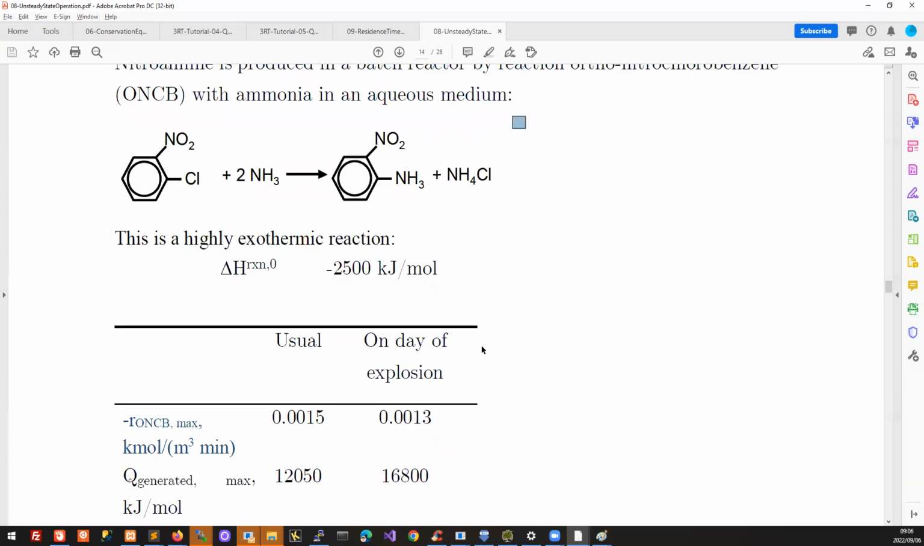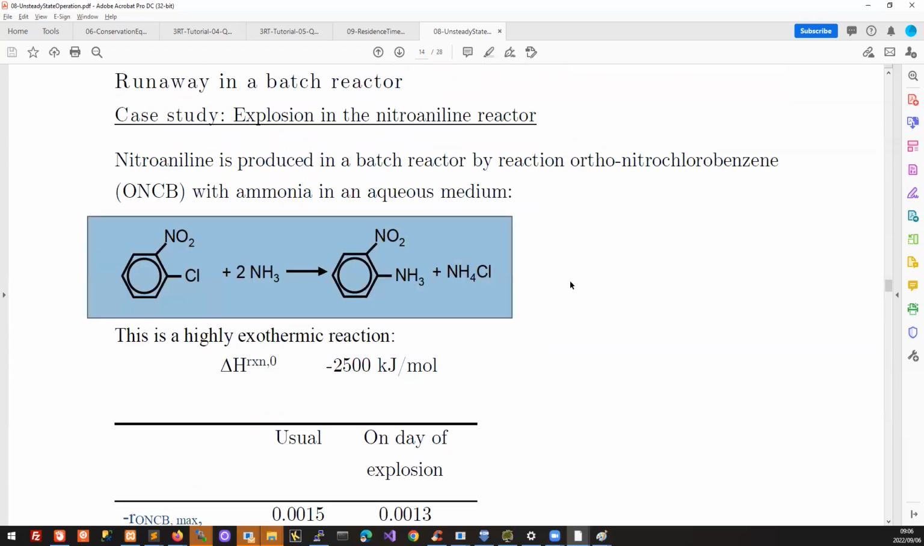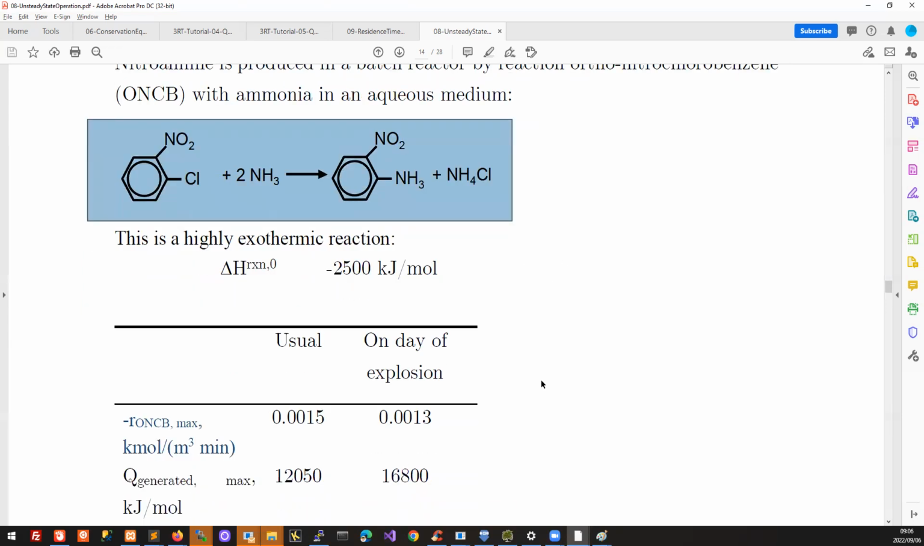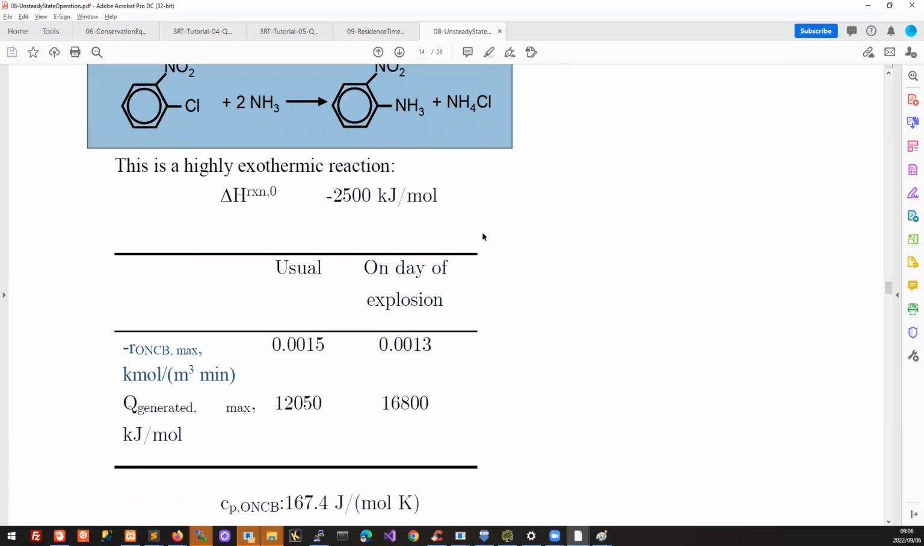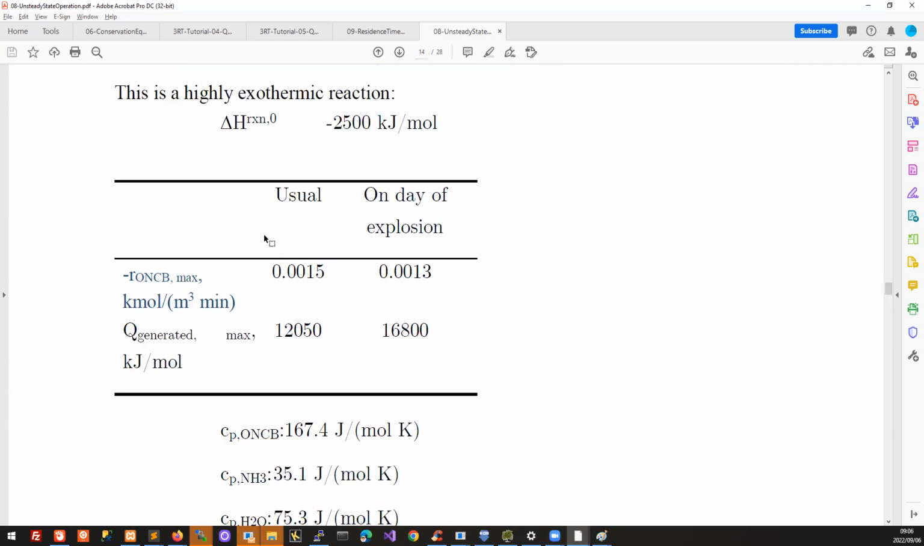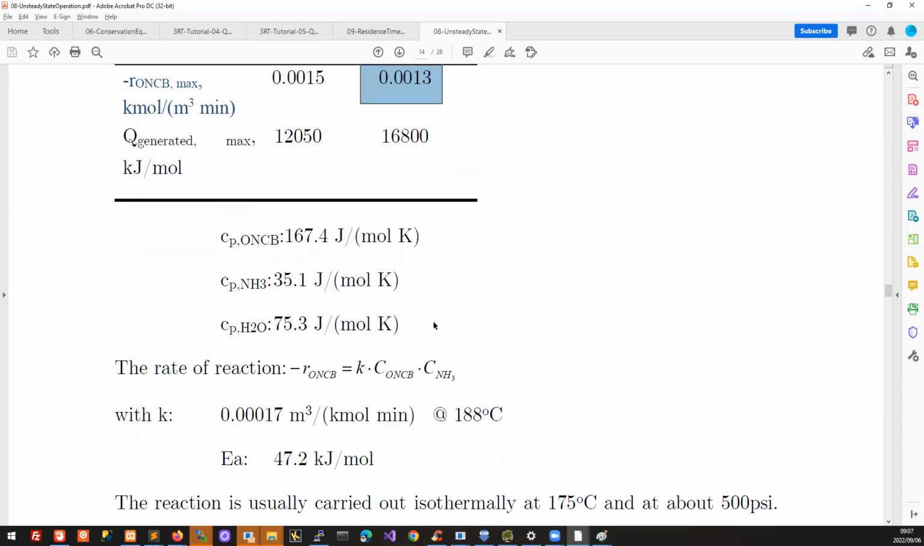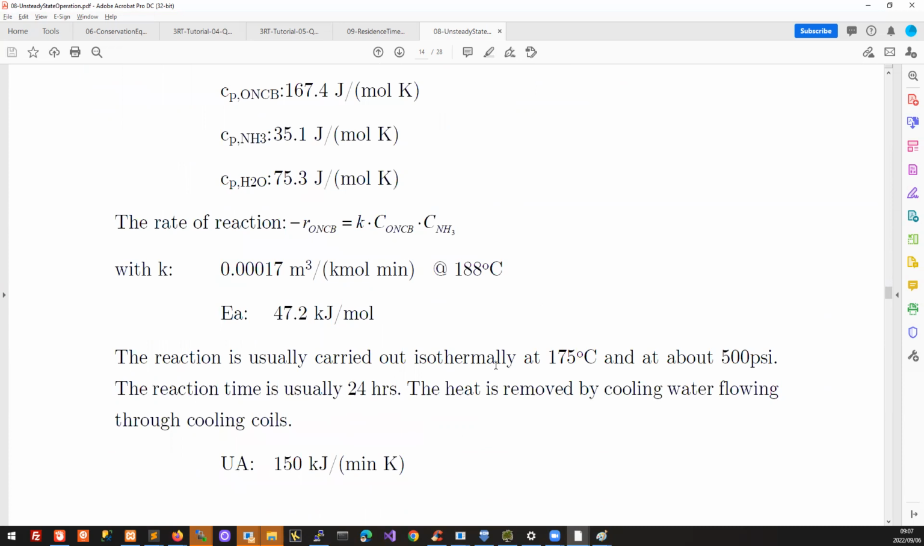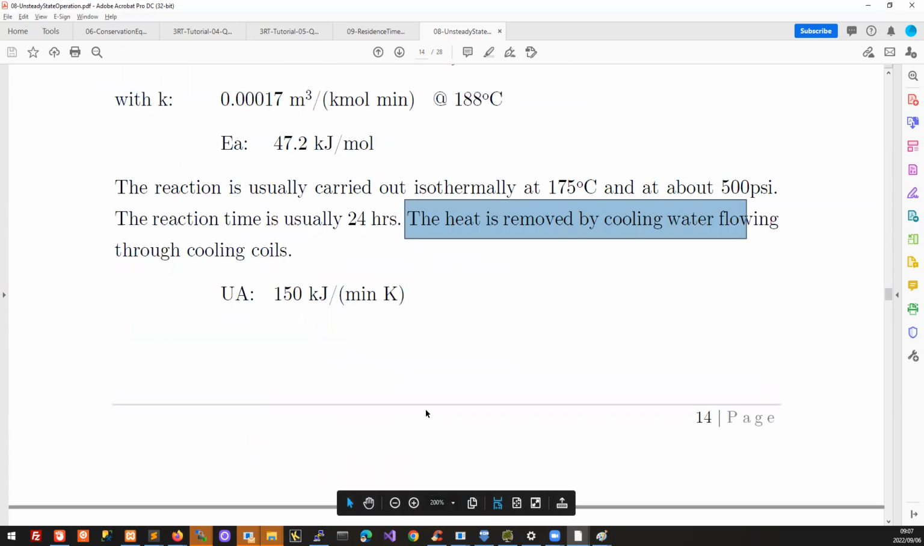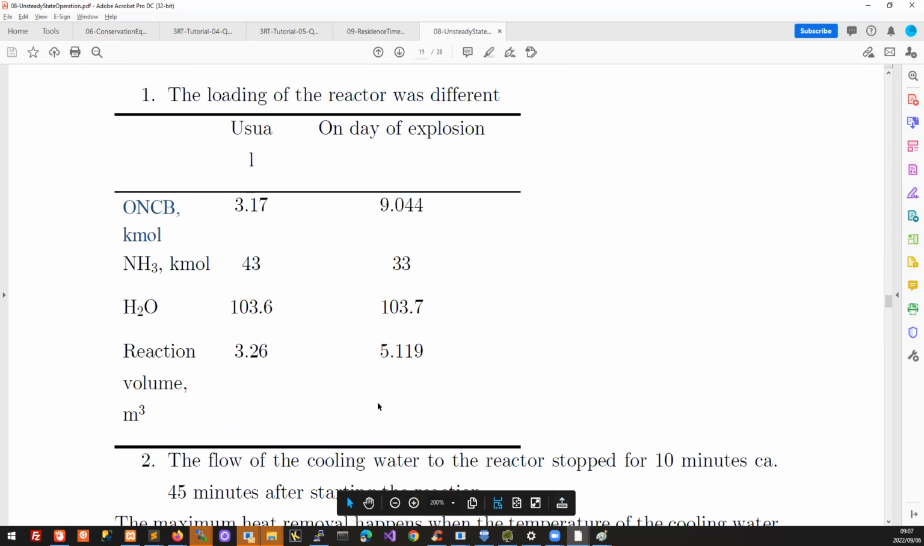So one of the things we look for is, do we create many more moles? And then you start to wonder about explosions. In this case, you wouldn't have used moles to start wondering about explosions. But in this case, our reaction rate, the normal reaction rate is given by this. And on the day of the explosion, the reaction rate was actually a bit lower. But there was a period where the cooling water was reduced for some period.